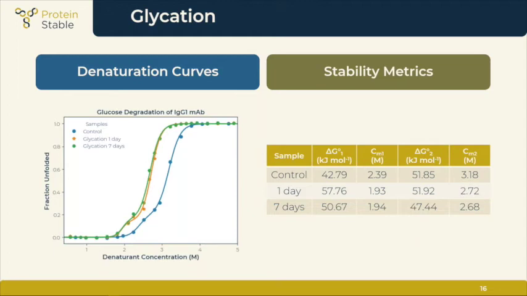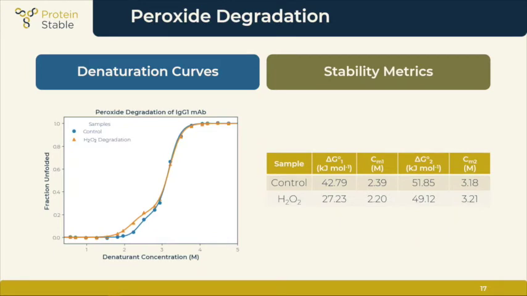And so the SUPR-CM can be used to monitor stability of antibodies throughout a process or over a period of time. Then we have a peroxide degradation example here. So we introduce the antibody to a peroxide solution, let that incubate for a few hours, and we're comparing it with a control sample. And this is quite an interesting story here. We see that we've still got our three-state behavior, but only one of the transition regions has been affected by the introduction of hydrogen peroxide.